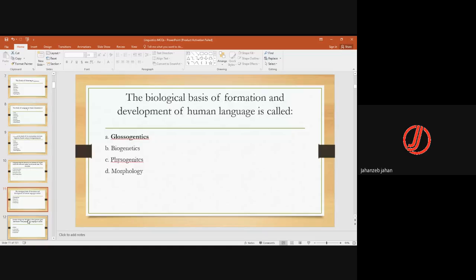The biological basis of formation and development of human language is called glossogenetics. So this is glossogenetics, which is talking about the biological basis of formation of human language.